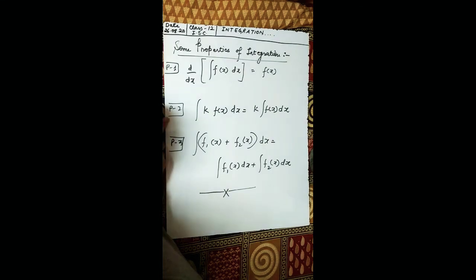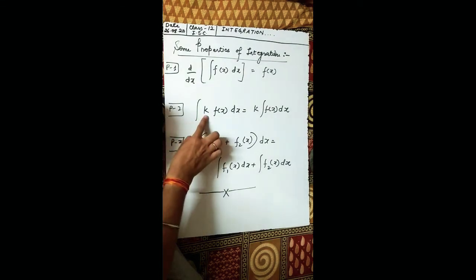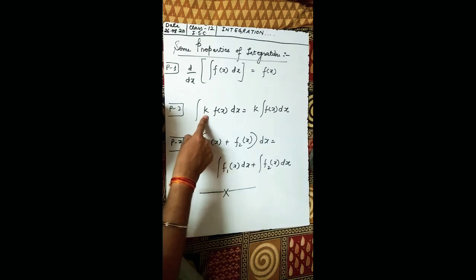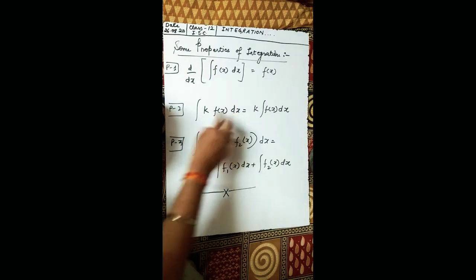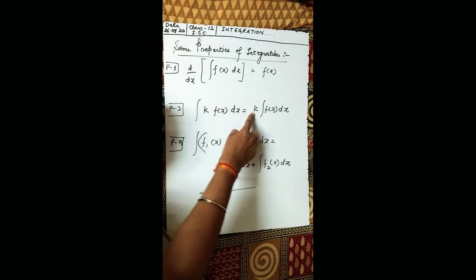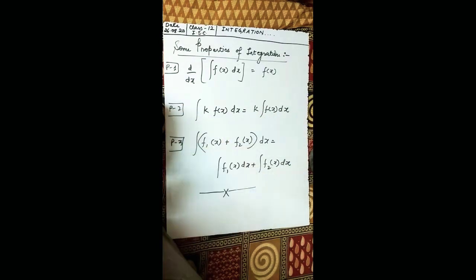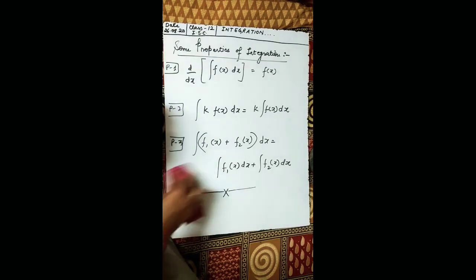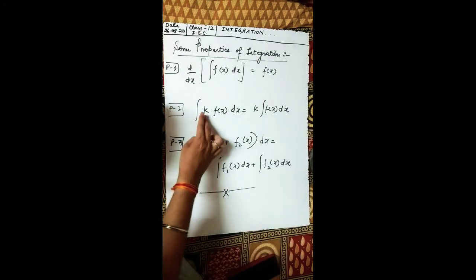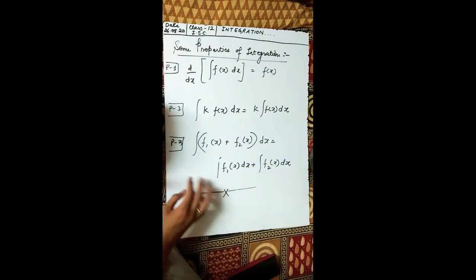The second property says the integral of k times f(x) dx, where k is a constant. You take the constant out and integrate f(x) dx, as in differentiation. For example, if we differentiate 2x, we don't touch the constant term, we differentiate only the variable term, and we get the answer 2. Similarly in integration, we don't integrate the constant, we keep it out and integrate the main function.